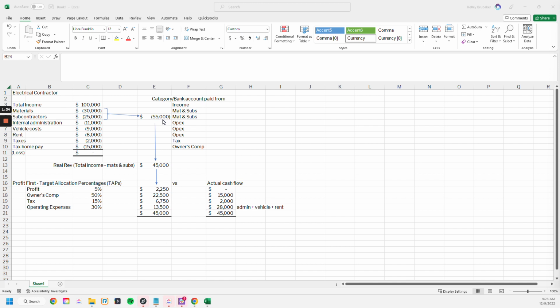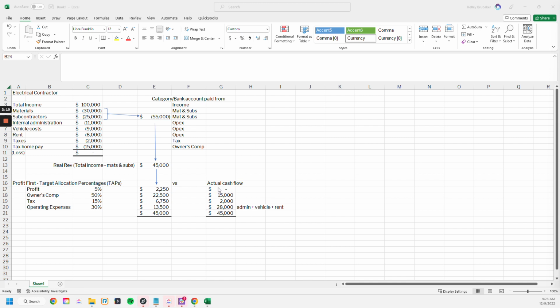So the Profit First allocations would be for profit, owner's comp, tax, and operating expenses. For this example, let's say the allocation percentages are equal to your target allocation percentages, or we abbreviate them TAPS in the Profit First world. This means what should be happening is 5% of real revenue should be going to profit, 50% to owner's comp, 15% to the tax account, and 30% for operating expenses.